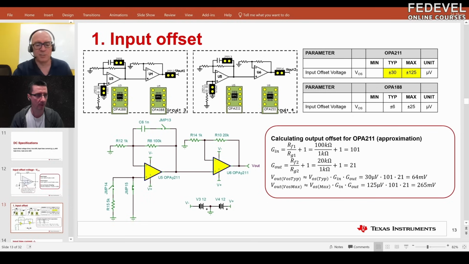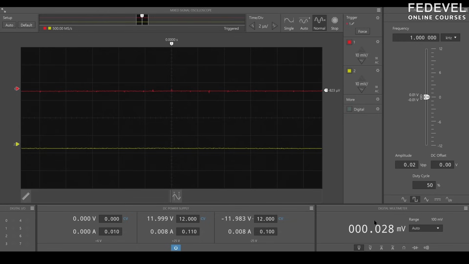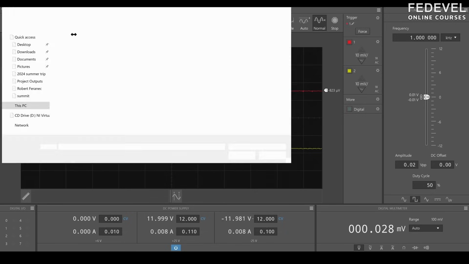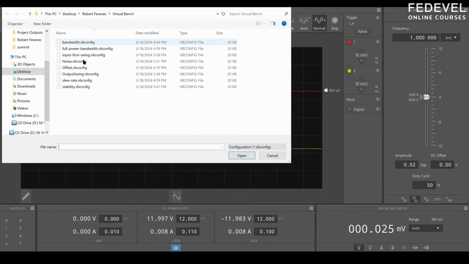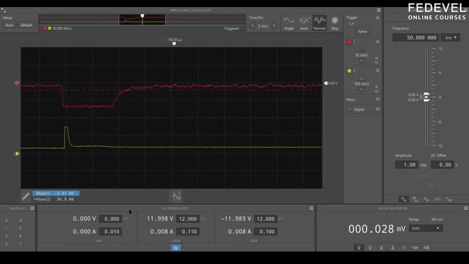So let's go ahead and look at the actual demo. I'm going to apply a 12-volt power supply and minus 12 volt, and I'm going to turn on the supplies. Actually, I have an easier way. Let's see. Import configuration from computer. We want to go with the offset. So this will switch on everything to correct values. Yes, that's a better approach.